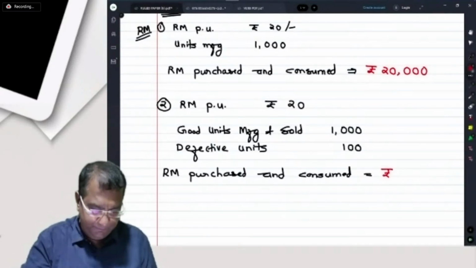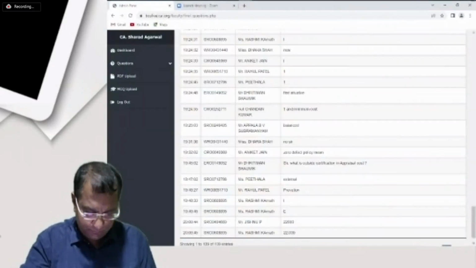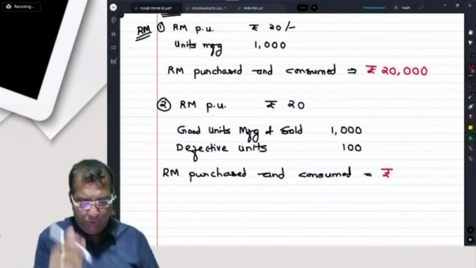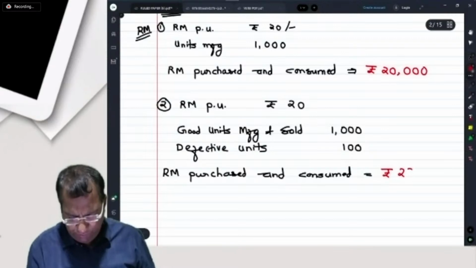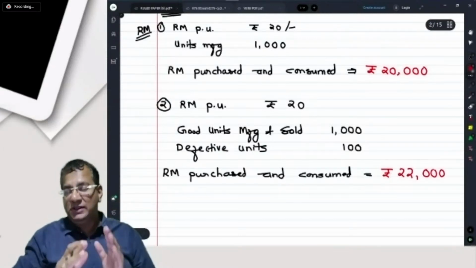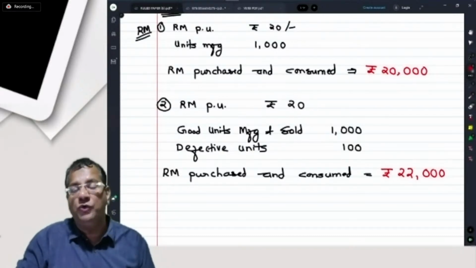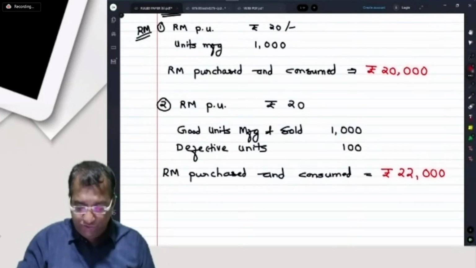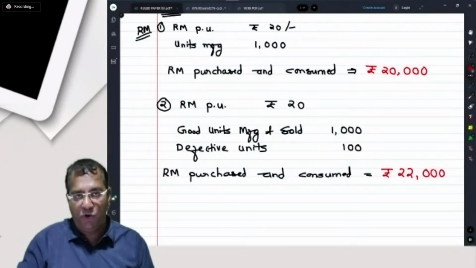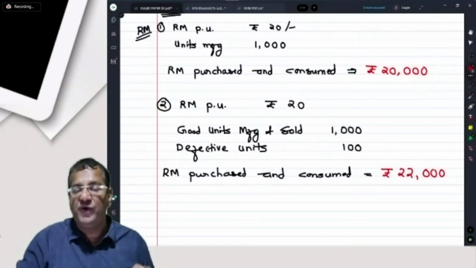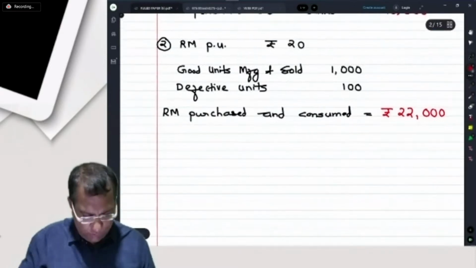Question number 2. Okay, it's very simple, beta. It's 22,000. The logic is very simple. Even the defective units consume the same amount of raw material as good units. The important point is that raw material consumption will not only be on good units, it will also be on defective units. Right? That is this point.